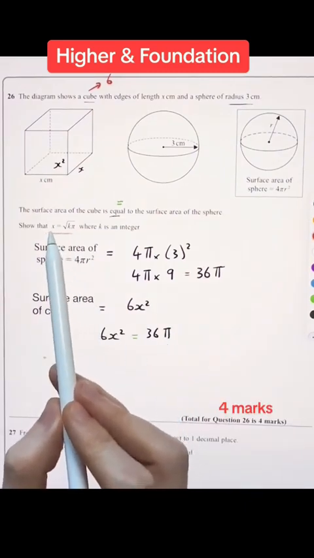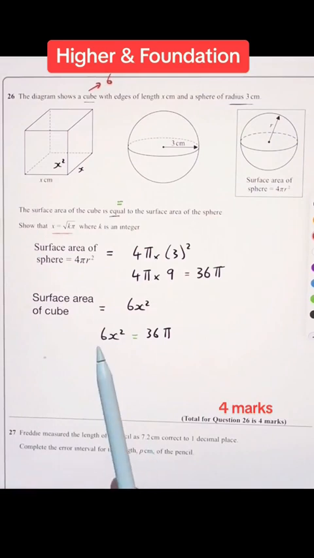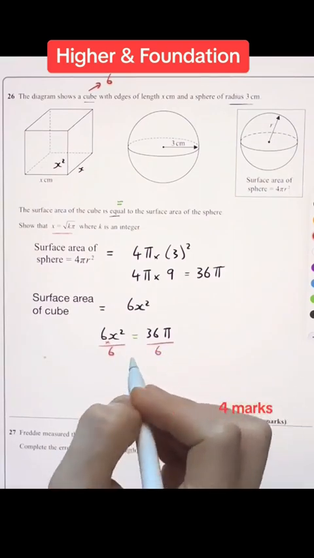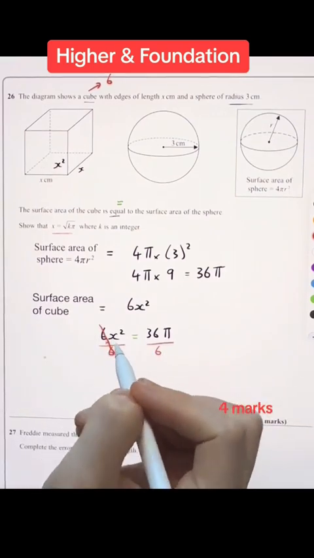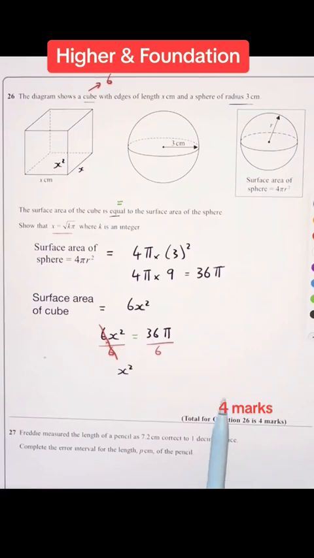As I'm asked to show that x equals the square root of k pi, I want to get x by itself. The opposite of times by 6 is divide both sides of my equation by 6. On the left-hand side, 6 over 6 will cancel, to leave us with x squared. On the right-hand side, I know 36 divided by 6 gives us 6. So 36 pi divided by 6 will give us 6 lots of pi.